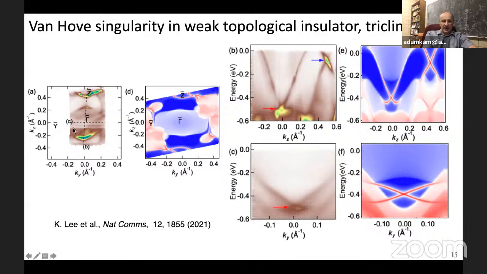And this is ARPES data and a calculation of the Fermi surface. But if you look along the cut from gamma to the zone edge, you can see there is one Dirac cone exactly at gamma, and a second Dirac cone here at the edge of the Brillouin zone. So this presence of an even number of Fermi crossings along the gamma to zone edge cut demonstrates that this is indeed a weak topological insulator.